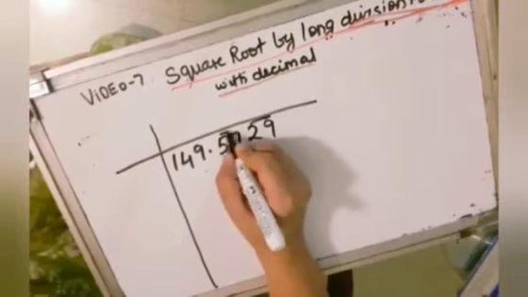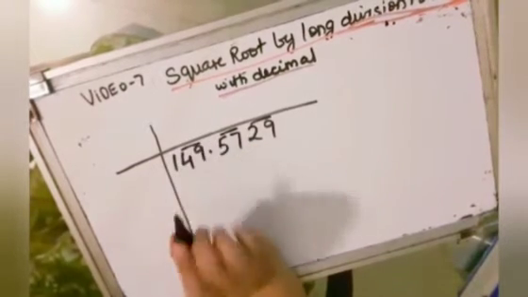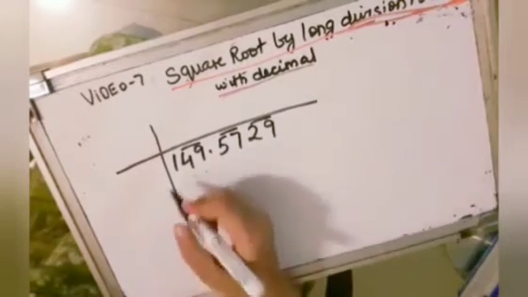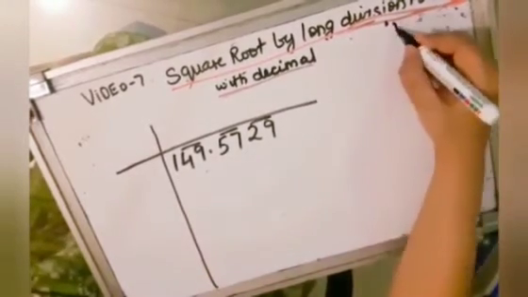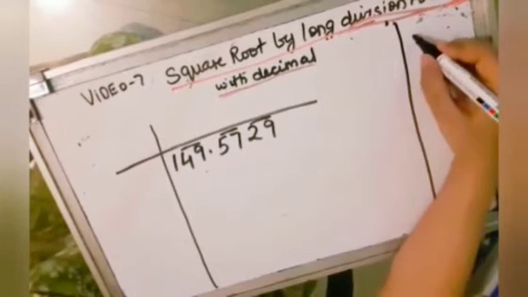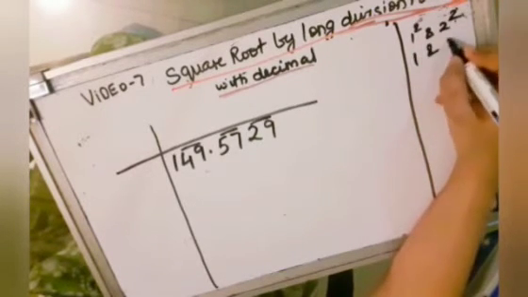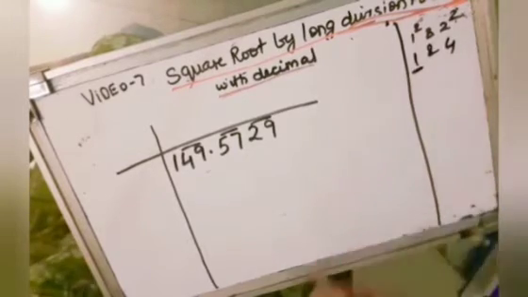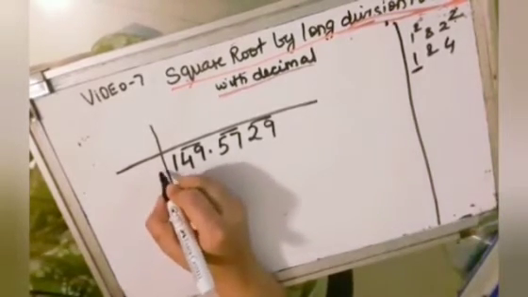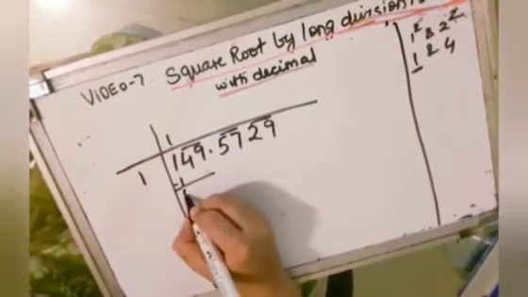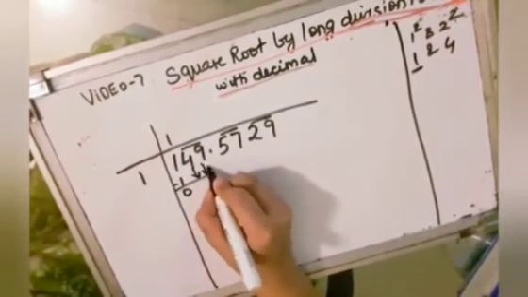So this is paired, this is paired, this is paired. Now 1 remains as it is. So again, as you have seen, 1 square. So it is 1 square and 2 square. So 1 and 4. So which is nearer to this, nearer to 1, so 1. So 1 minus 1 is 0. Now you bring down what?